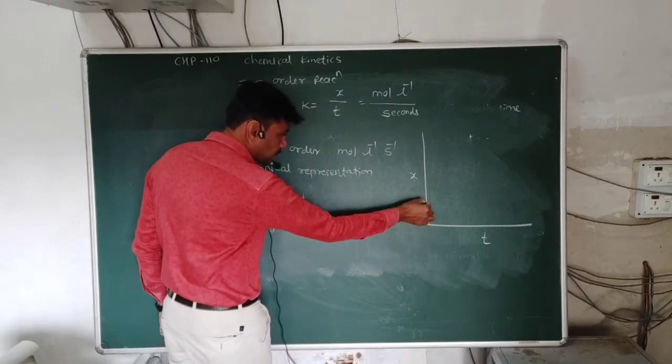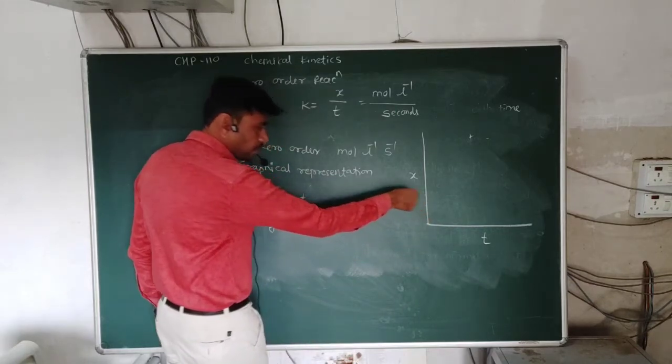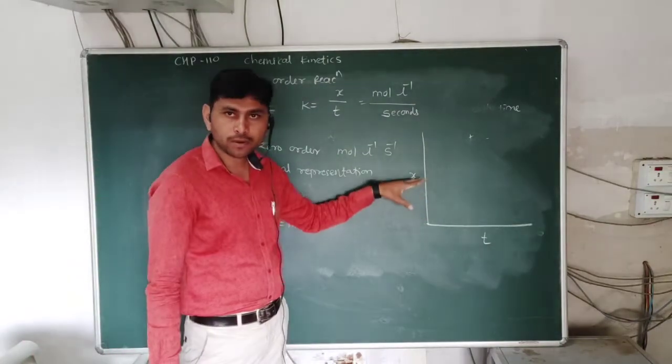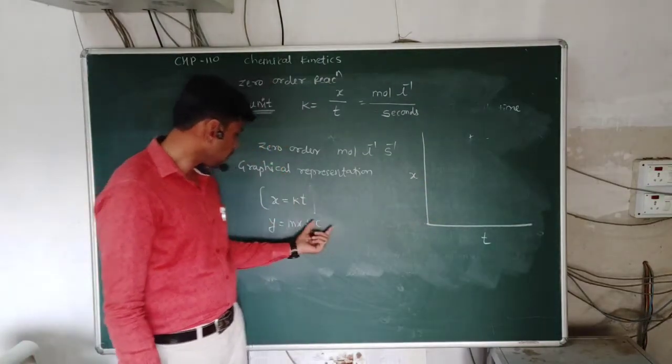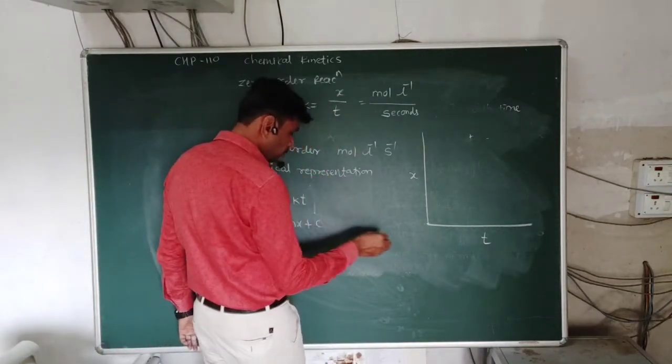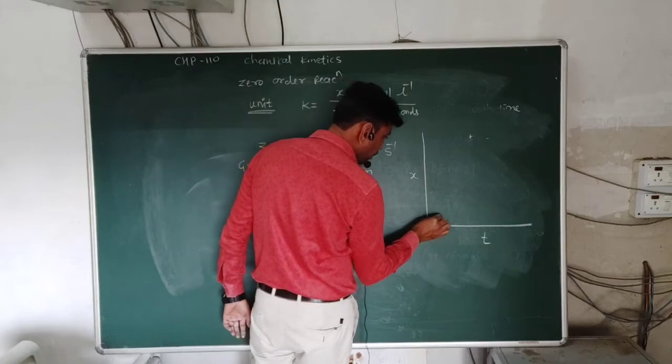If there is an intercept, then the graph starts from above, depending on how much intercept there is. But here, when the y-intercept is 0, it always starts from the origin. So the graph is a straight line.